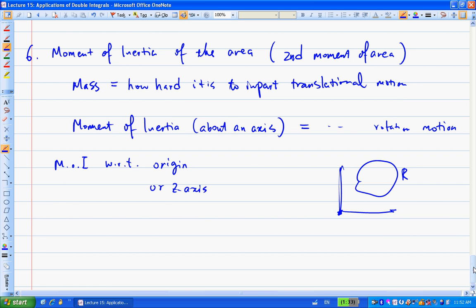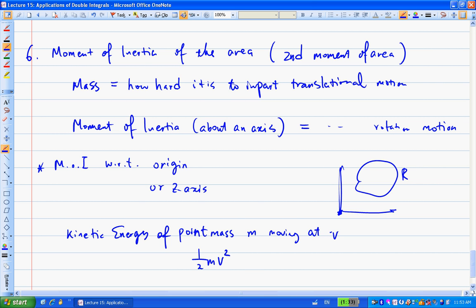So we start from kinetic energy. I'm going to try to derive this. First, the kinetic energy of a point mass. Let's call that small m here, moving at velocity v. Let's just use no vector, just a v here. So you have a point mass moving at a velocity v. So what's the kinetic energy? 1/2 mv squared.